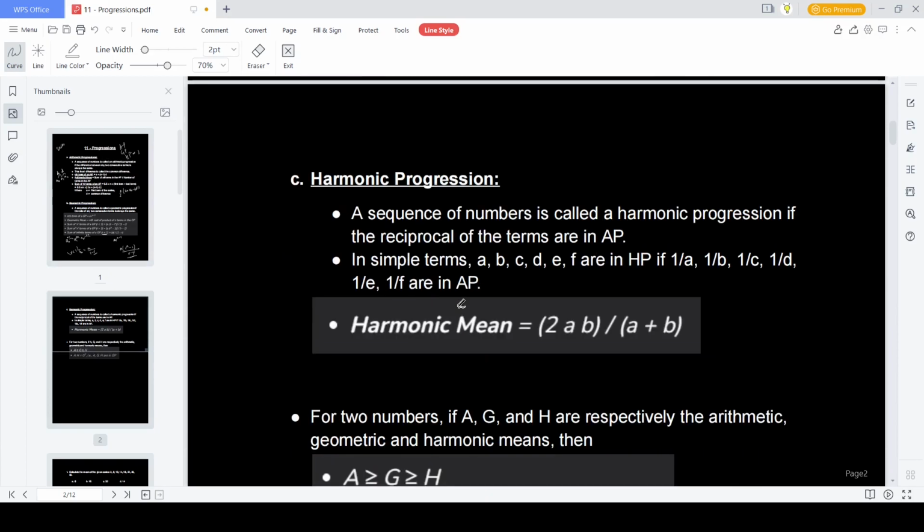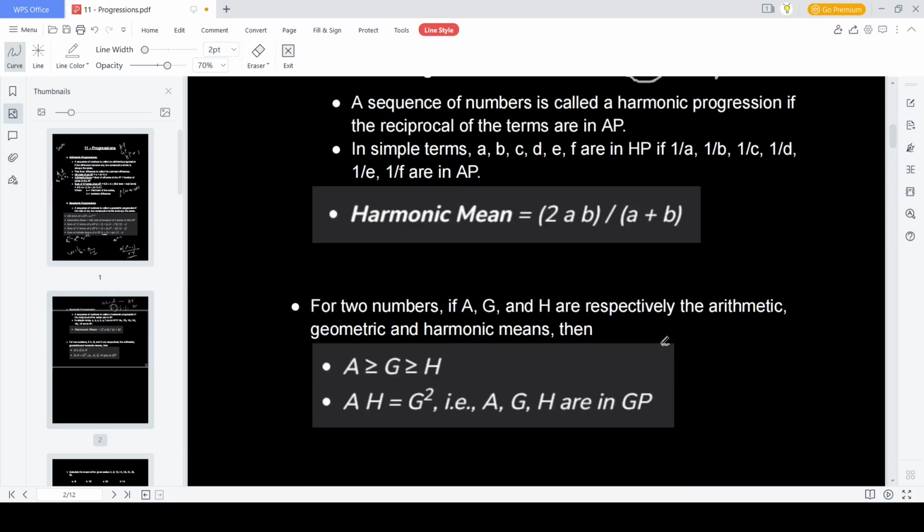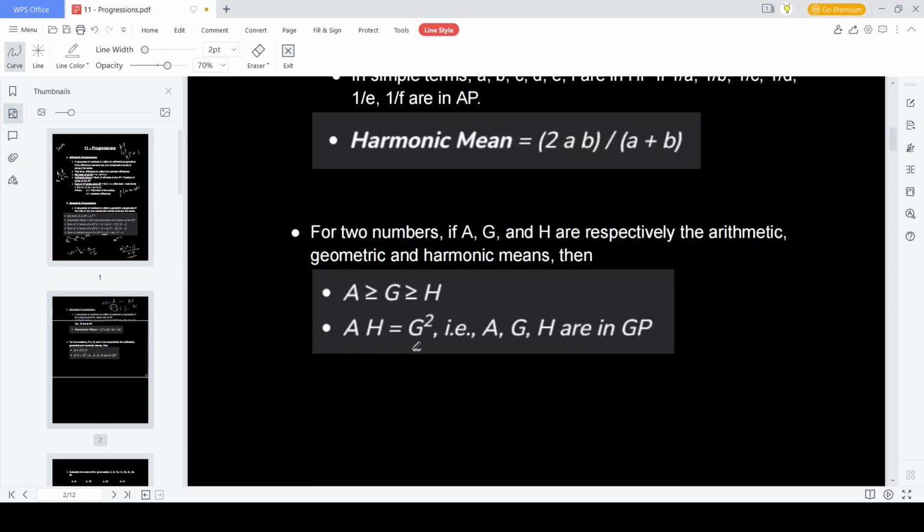Next thing is called harmonic progression. These are basically a sequence of numbers where if A, B, C, D and so on are in arithmetic progression, then 1 by A, 1 by B, 1 by C, 1 by D are in harmonic progression. The harmonic mean is defined as 2AB by (A plus B), if A and B are in harmonic progression. Then there is one property that is not used that often, which we need to know: arithmetic mean into harmonic mean is equal to geometric mean squared. This is one thing we need to know.